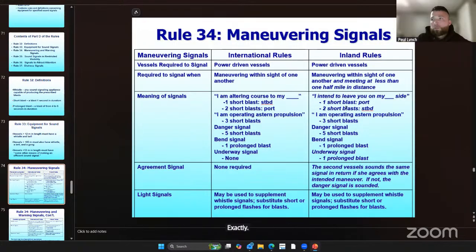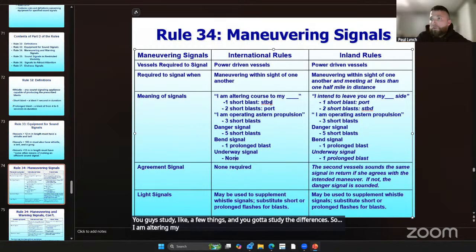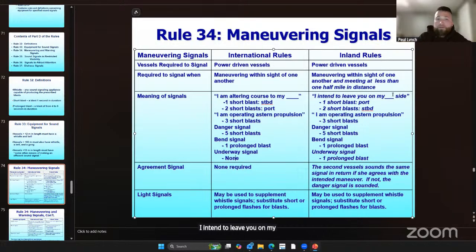So now, what you're going to learn, looking at all these, is that most of this is the same. There's only two or three differences. So you've got to study a few things, and you've got to study the differences. I am altering my course to starboard. I intend to leave you on my port side. That's the same thing. It's just a different wording.